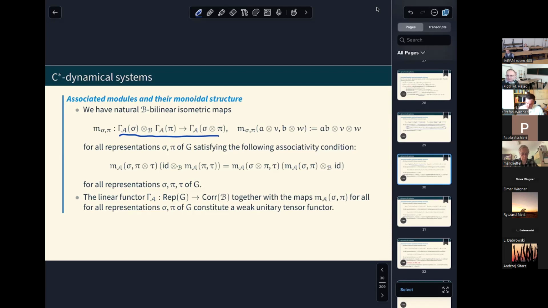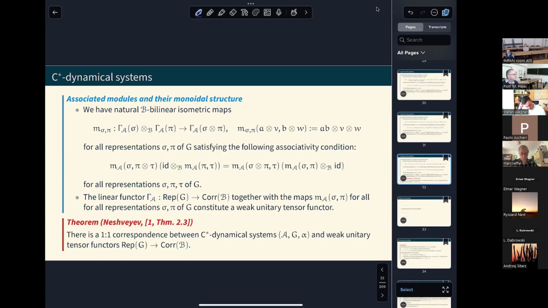Exactly. Okay. And why I'm saying this, maybe this is just interesting information for you. But you can actually show that there's a one-to-one correspondence between C-star dynamical systems and these weak unitary tensor functors. So each C-star dynamical system gives you a weak unitary tensor functor, and the other way around, whenever you have a weak unitary tensor functor, you can reconstruct the C-star dynamical system. So this is a theorem by Sergey Neshveyev.